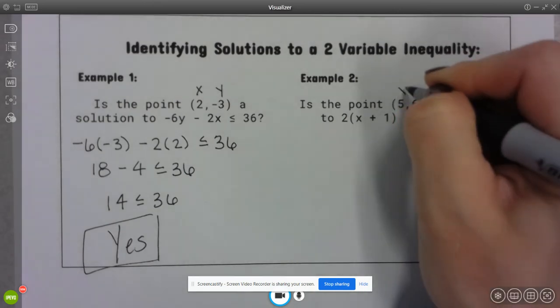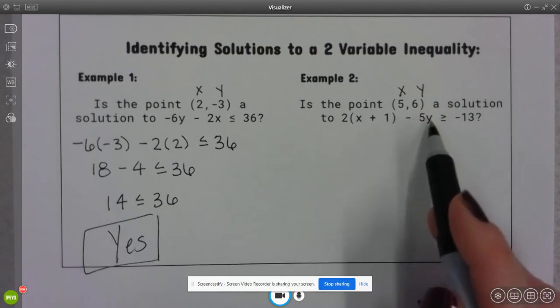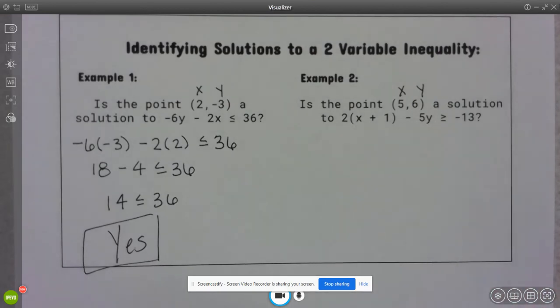I want you to pause the video, substitute in x and y here into this equation, see if you come up with a true statement or a false statement, and then come back and hit play and see how you did.